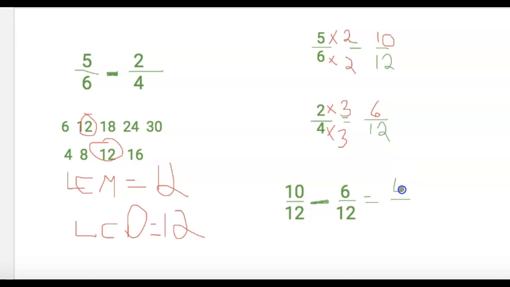So 10 minus 6 is going to be 4. So my numerator will be 4. And remember, your denominator stays the same. So my denominator will stay 12. And so my answer will be 4 twelfths.